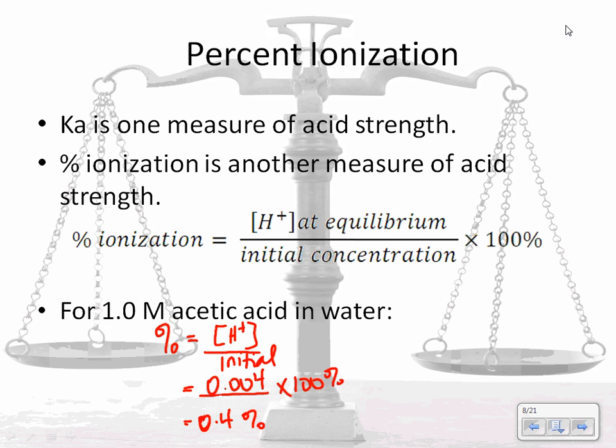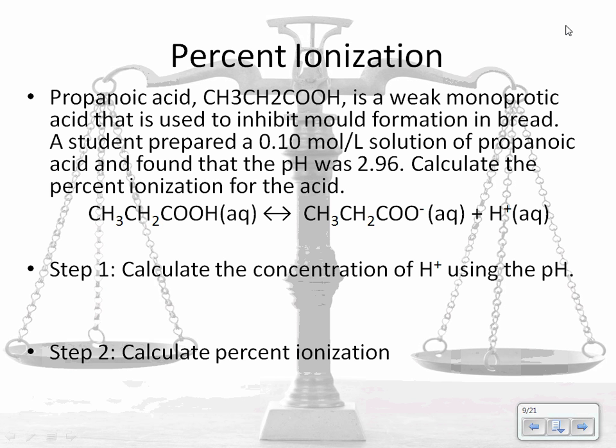The other 99.6% stays in the form of the acid that's not ionized. So here's another one. I'm going to leave this with you to see if you can calculate it on your own. You have to start by calculating the H plus concentration and then calculate your percent ionization. Your final answer, I'm going to give it to you, is 1.09%. So I'm going to leave that for you to do on your own and see if you can get it. If you can't, let me know in class.